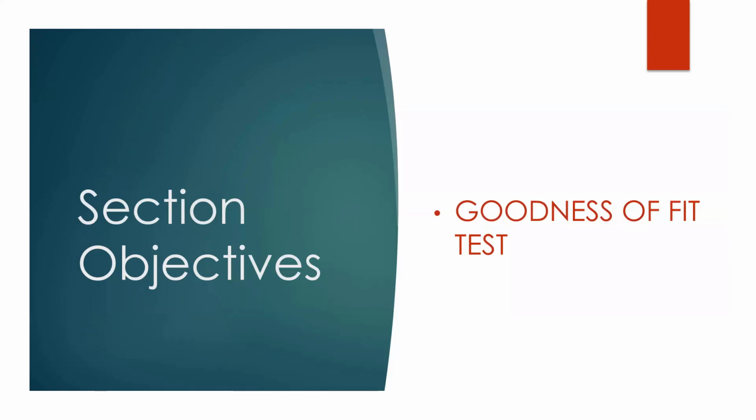All right, everybody, let's continue on talking about the chi-square. We just wrapped up doing the test of independence. So in this video, we're going to cover the second kind of chi-square called the goodness of fit test.